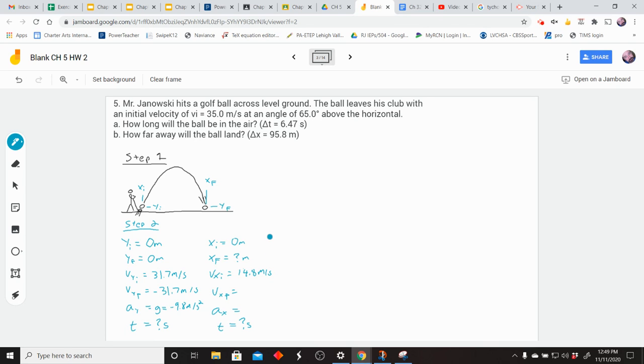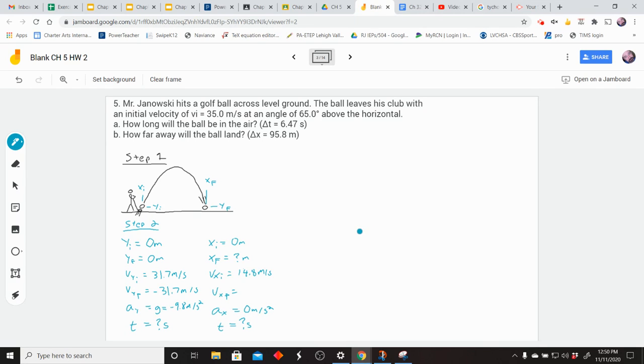Skip Vx final just for a second, and let's look at A sub x. All right. So when we hit this golf ball, it flies through the air. We know that gravity is accelerating the golf ball downwards. What is accelerating the golf ball sideways after it leaves our club? The answer is nothing. Nothing is going to make this golf ball accelerate left or right. Gravity accelerates it down. Nothing accelerates it left or right. So that means a sub x is going to be 0 meters per second squared.